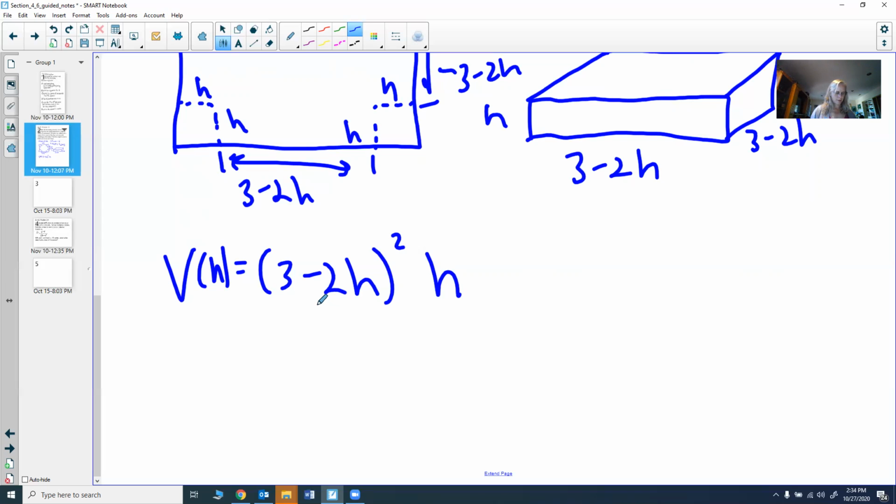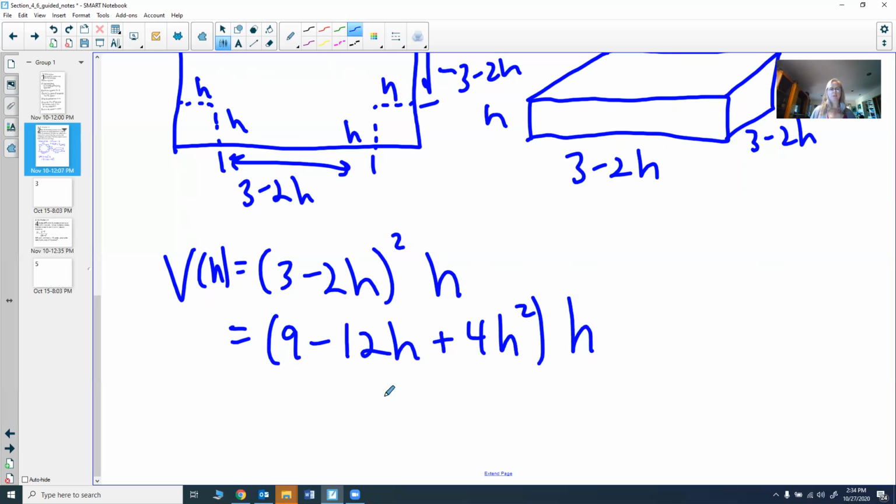My thing won't work. There we go. So let's multiply this out. So this will be 9 minus 3 times 2 is 6 times 2 is 12h plus 4h squared times h. Multiply through, we get 9h minus 12h squared plus 4h cubed. So far, so good.